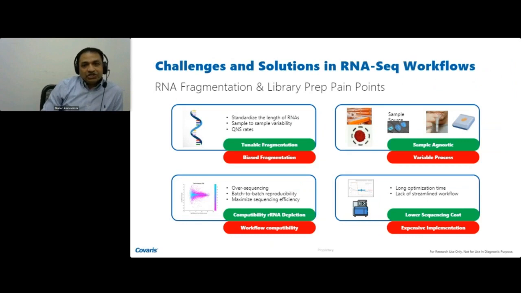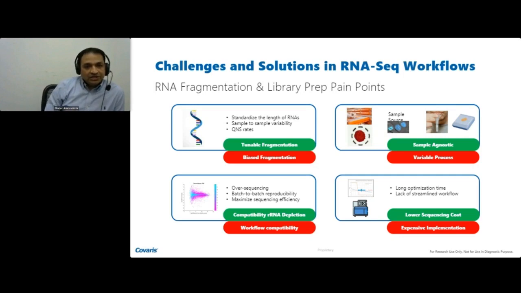Speaking about the challenges in RNA fragmentation or RNA sequencing workflows in general, one of the major challenges is biased fragmentation. Achieving a consistent and specific size distribution of fragmented RNA is pivotal for successful library prep, which needs significant investment of time and resources to standardize the length of RNAs. AFA provides tunable fragmentation, allows the user to generate fragment sizes across a wide range while ensuring greater repeatability and reproducibility.